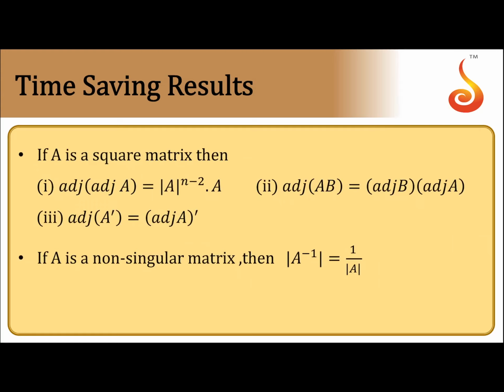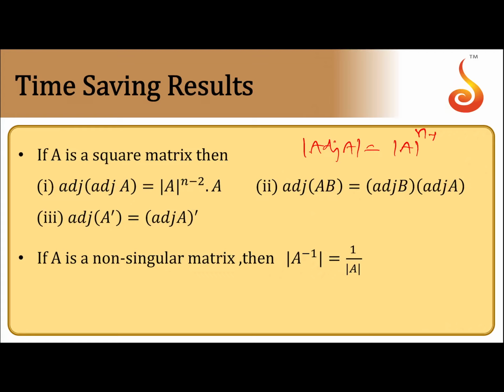Coming to some of the important points which you need to remember. One is adjoint of adjoint A equals det A to the power of n minus 2 into A. And adjoint of AB is equal to adjoint B into adjoint A. Adjoint of A transpose is equal to adjoint A whole transpose. There's one more property, determinant of adjoint A equals det A to the power of n minus 1, where n indicates the order of the matrix.